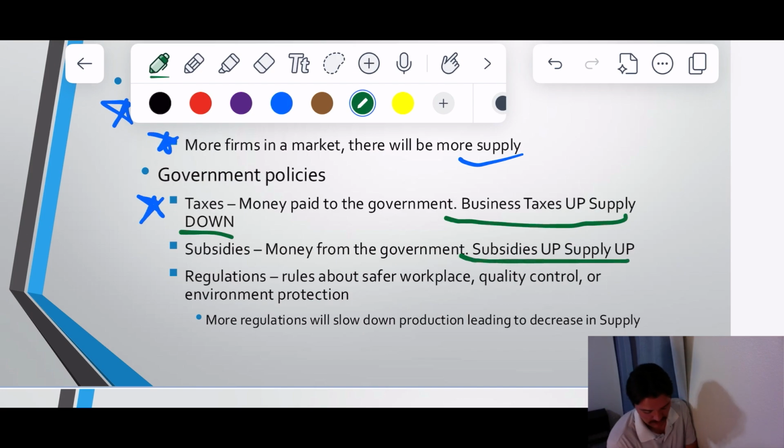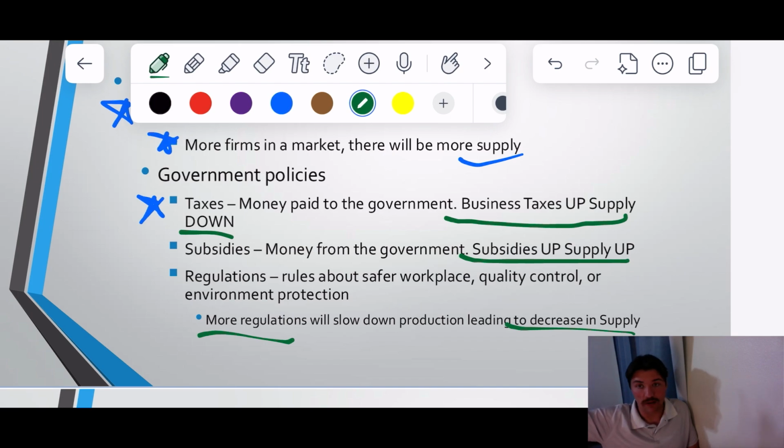Regulations are another government action. In general, regulations slow down the process of producing, such as rules about safer workplaces, quality control, and environmental protection. These regulations in general will lower supply, because they increase the cost of production, since firms have to pay fees and fines and all those things. So with regulations increasing, we will see a decrease in supply. More regulations, decrease in supply.